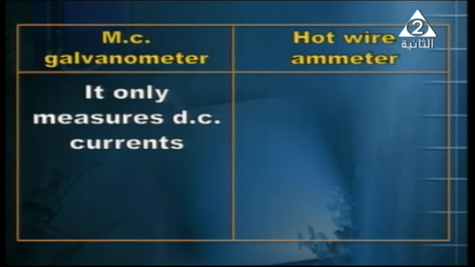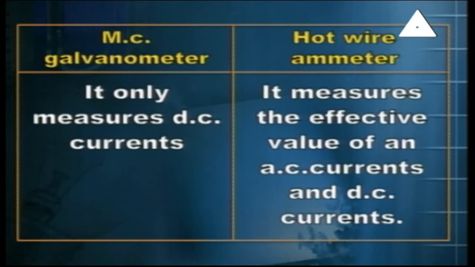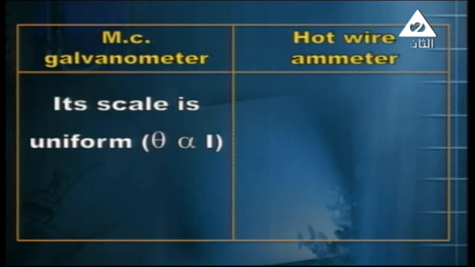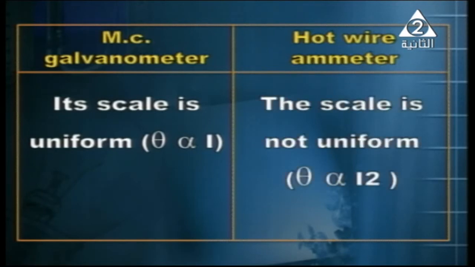The moving coil galvanometer only measures DC currents, but the hot wire ammeter measures the effective value of AC currents, and it measures DC currents. The scale of the moving coil galvanometer is uniform because theta is proportional to I, but the scale of the hot wire ammeter is not uniform because theta is proportional to I squared.